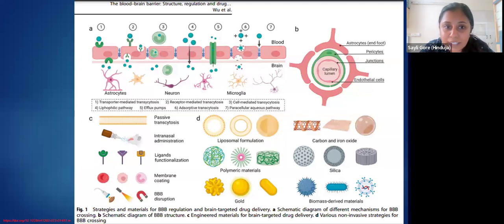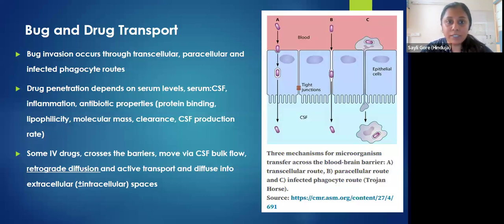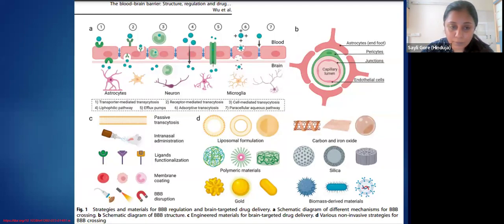So this is an image showing some methods or materials that have been strategized for blood-brain barrier regulation and brain-targeted drug delivery. Till now, I'm just telling you about when the drug is transported via the IV route. So there are some pathways like transporter-mediated pathways, receptor-mediated pathways, cell-mediated lipophilic pathways, efflux pump, absorptive and paracellular aqueous pathways. So these are the pathways by which the drug is transported. We already studied what the BBB and the blood and CSF structure were.